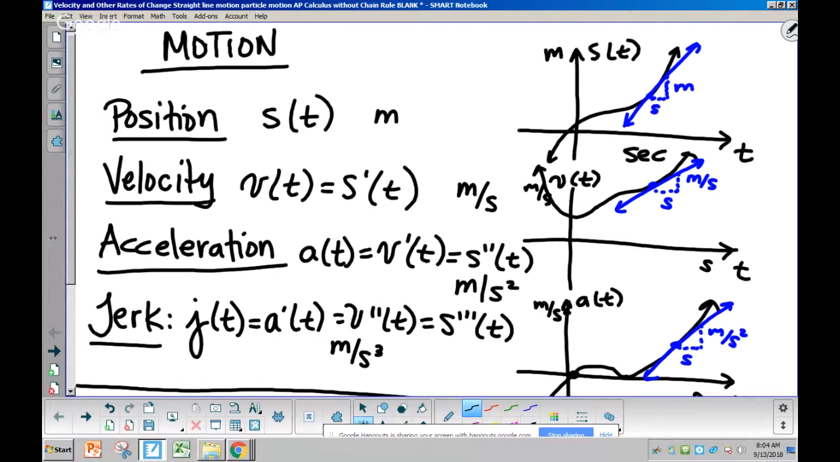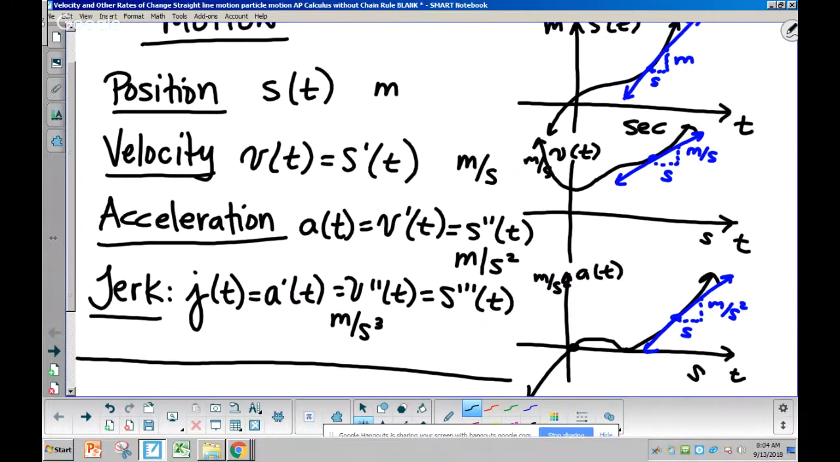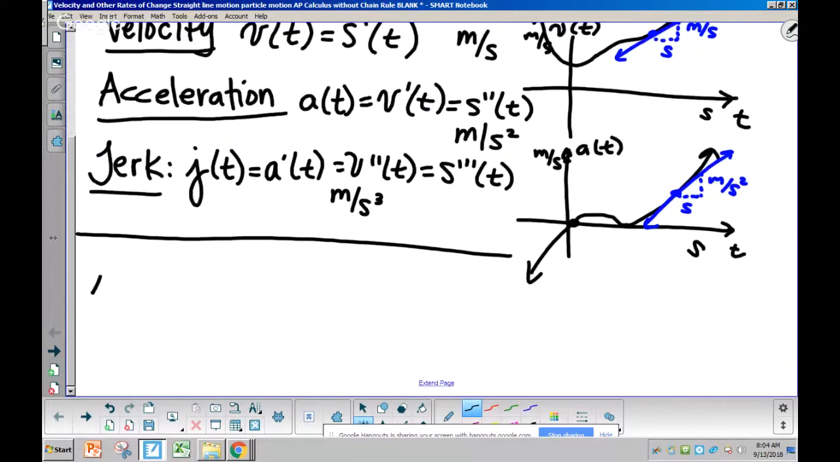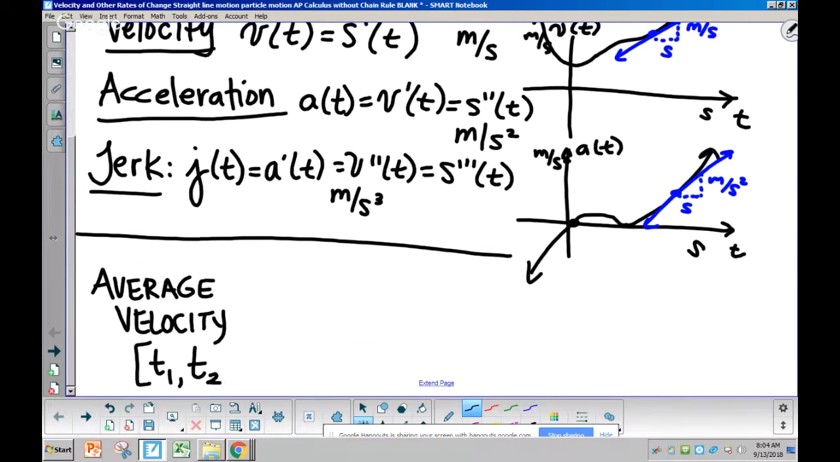I'm making a big distinction because if I were to ask you now, what is the average velocity over a time interval? Is that instantaneous anymore? That's average. And average requires 2 points in time. So let's talk about the difference. Average velocity over the interval T1 to T2.